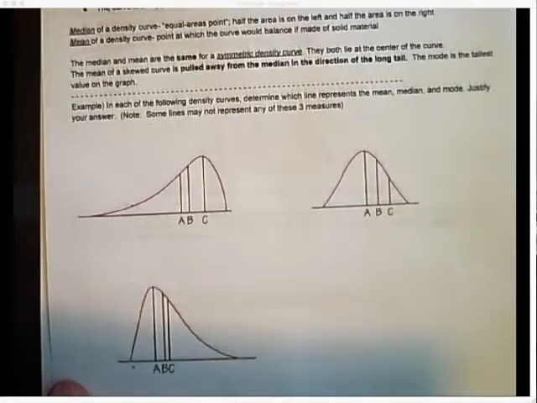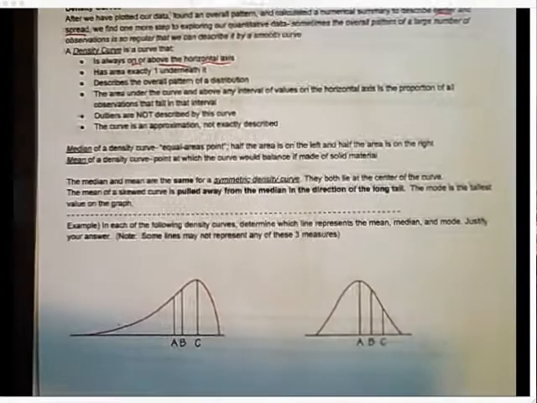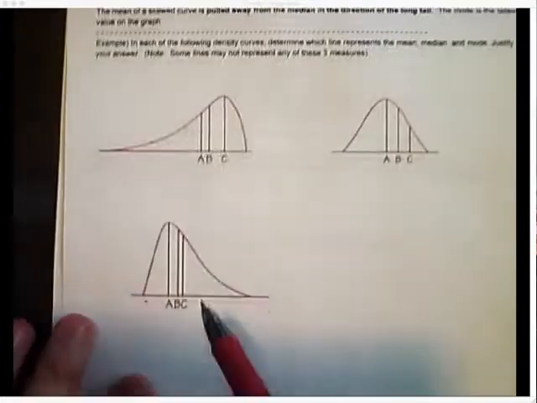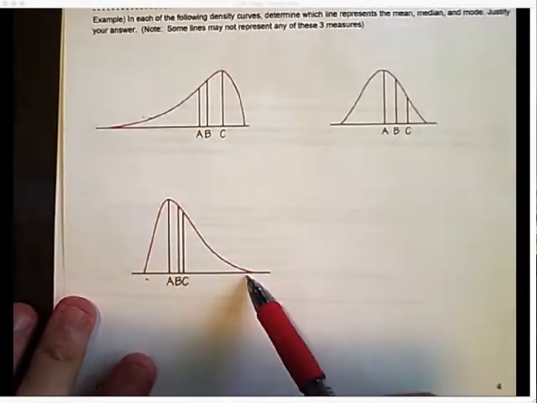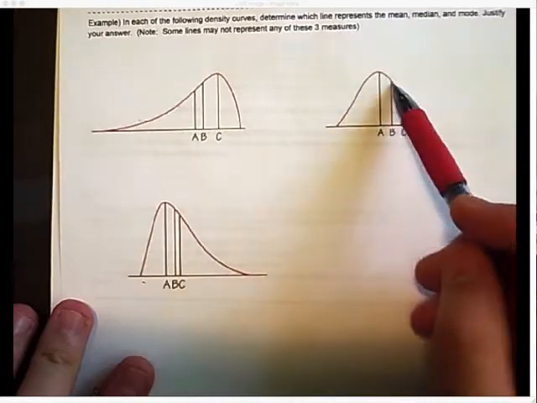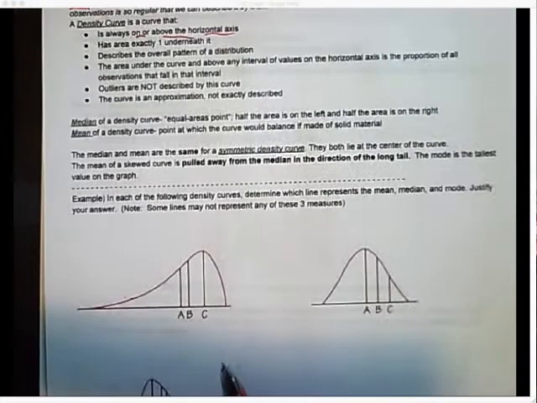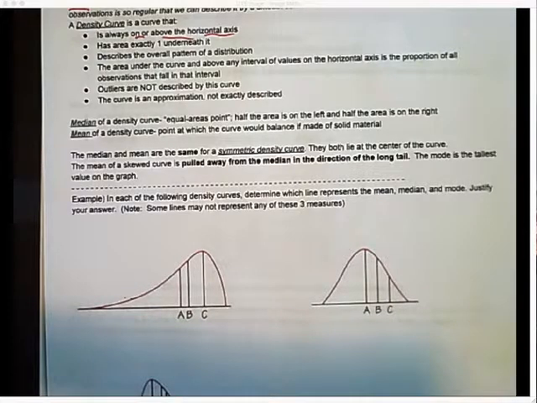All right. It describes the overall pattern. So like this curve right here, this density curve would be considered skewed left. This one would be considered skewed right. And this one is approximately symmetric. Outliers are not described by the curve, and the curve is an approximation.